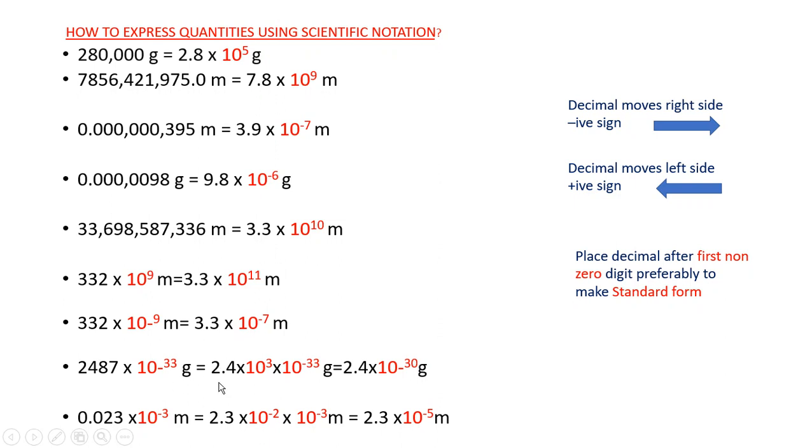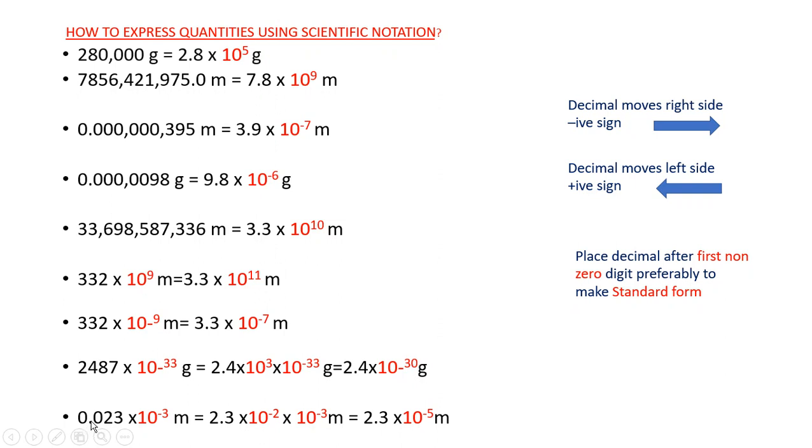Let us discuss this thing, the power, in a more detailed way. Here there is a power 10 raised to power minus 33. So we will move the decimal after the first non-zero digit to make it in standard form. The decimal will come here. It will become 2.4, and we have jumped 3 digits, so 10 raised to power plus 3, but there was a power present previously which is minus 33, so we will solve it. Plus 3 minus 33 becomes minus 30.